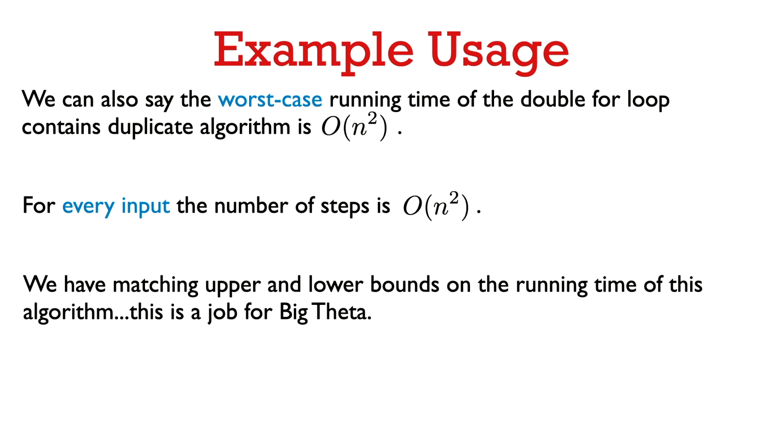We also know that no matter what the input of n elements we have, the double for loop algorithm always makes, at most, n squared comparisons. So it makes order n squared comparisons. That holds even for the worst case input, the input maximizing the number of comparisons. So we can also say that the worst case running time of the double for loop algorithm is order of n squared. So now we know that the worst case running time is both order of n squared and omega of n squared. And we have another notation for this important case, which is called big theta.